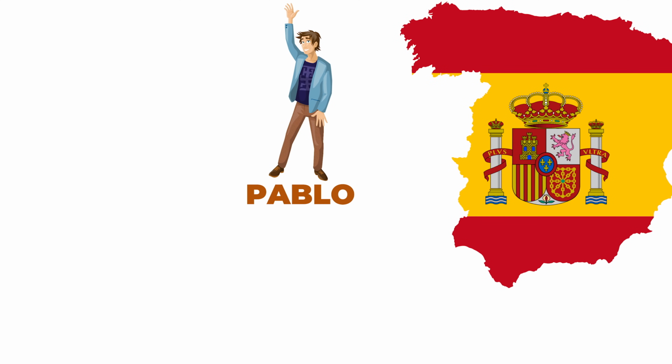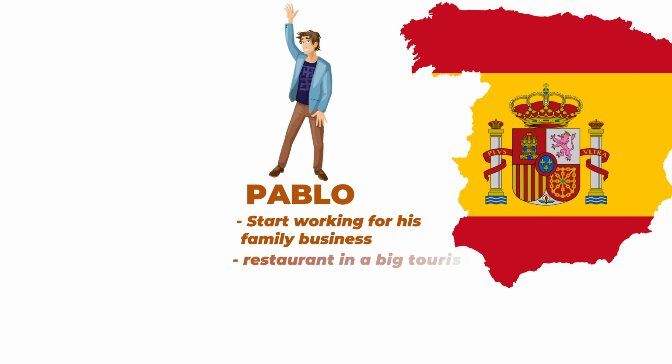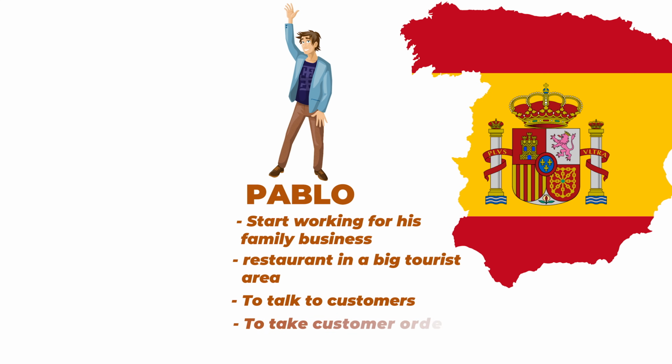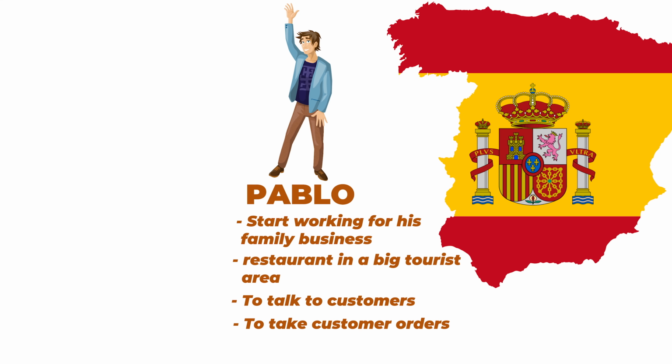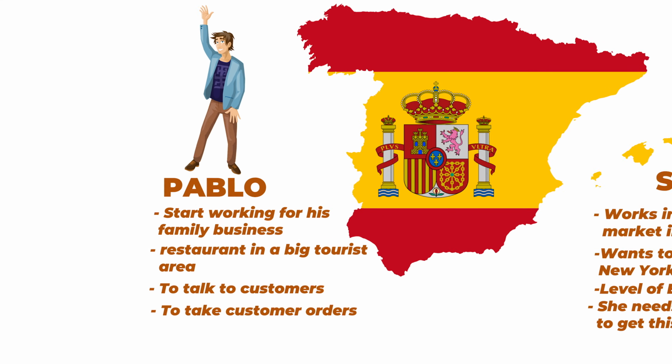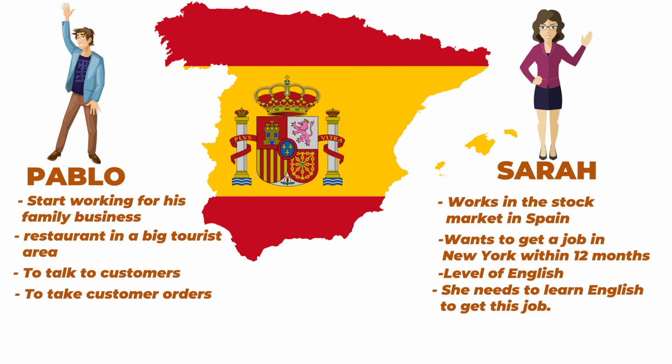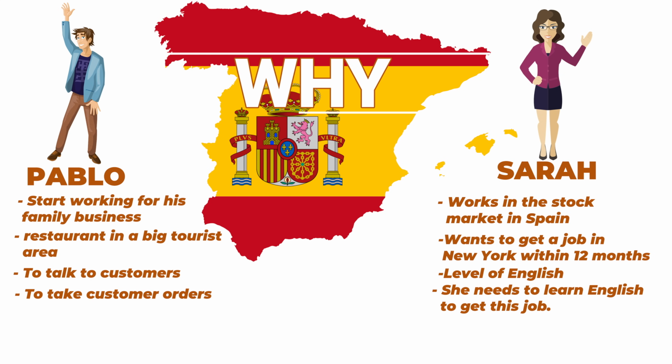Now, Pablo lives in Madrid and he is going to start working for his family business, which is a restaurant in a big tourist area. And his desire to learn English is so that he can talk to customers and to be able to take their orders and do the other things which include interacting with English speakers. So both of these people have a strong desire to learn English, but for very different reasons. They both have a strong why.